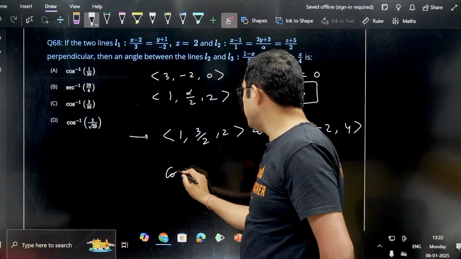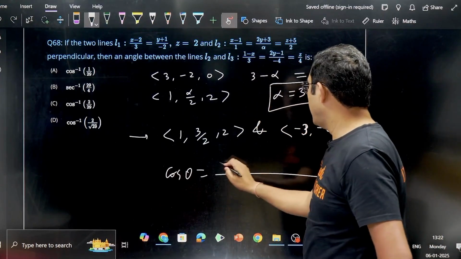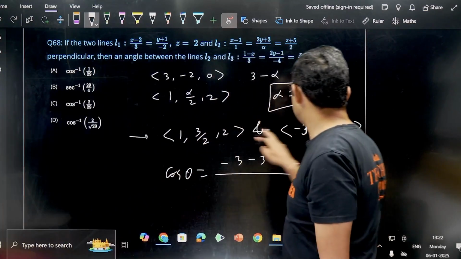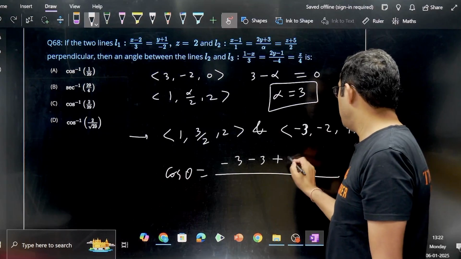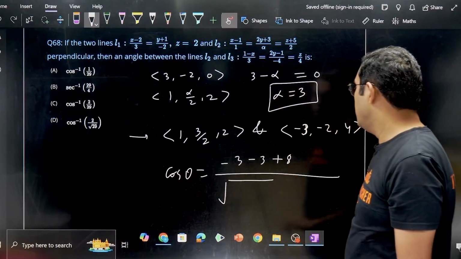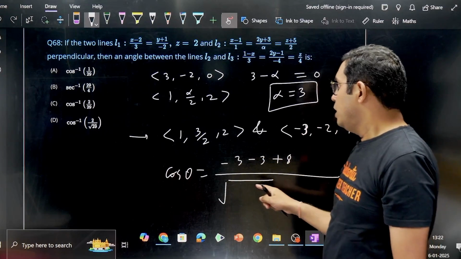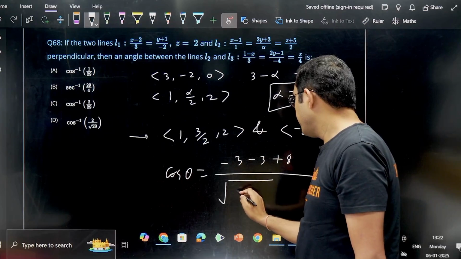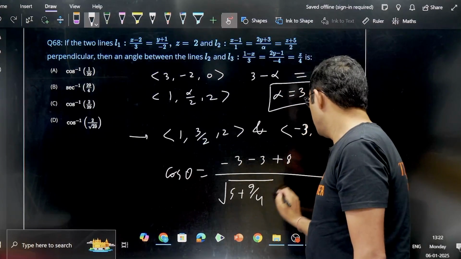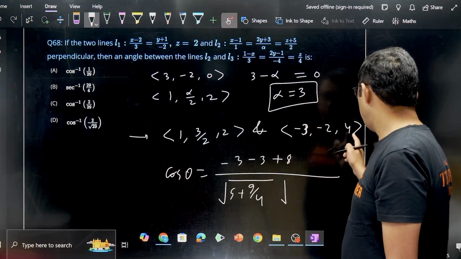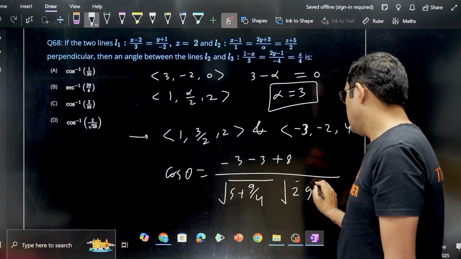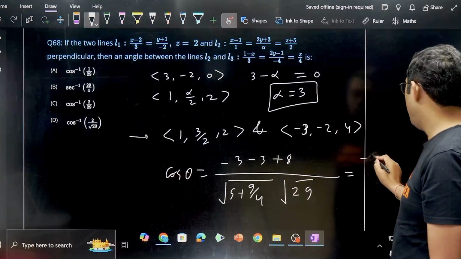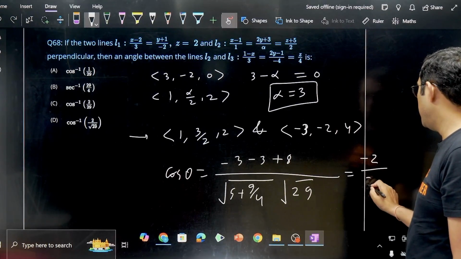So cos theta we have to find, do the dot product, so minus 3 here, minus 3 here, minus 3 here, and minus 3 here, and plus 8 here, and upon it will be this is just, I think, minus 1, yeah, and here it will be 1 plus 4, 5 plus 9 by 4, and here it is 3 3 is 9, 60, I think 29. I think this is also 29 by 4, so 2 will go up, so this will become minus 2 upon, yeah, minus 2 upon 29.